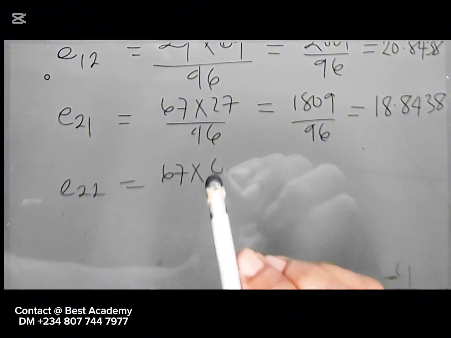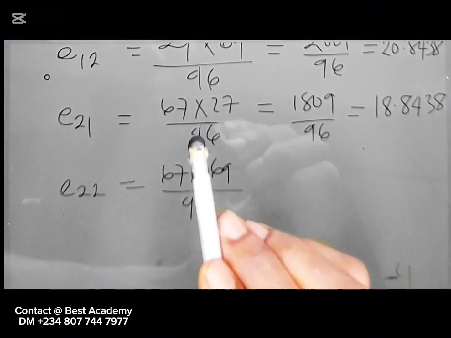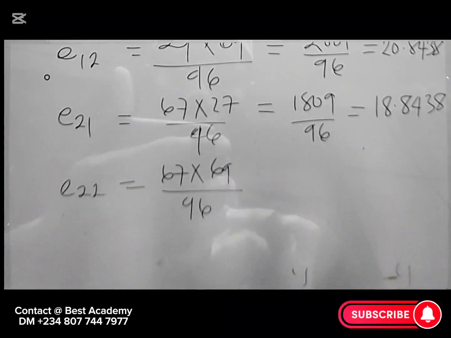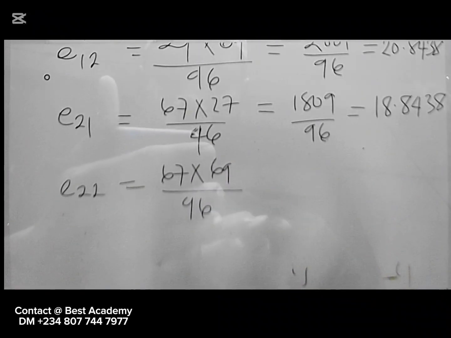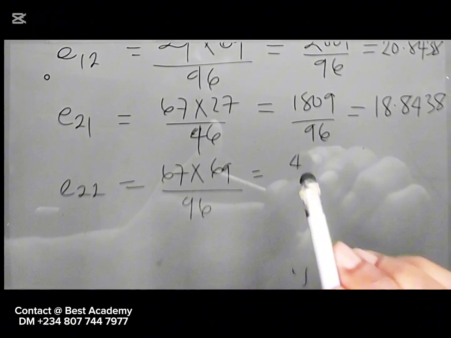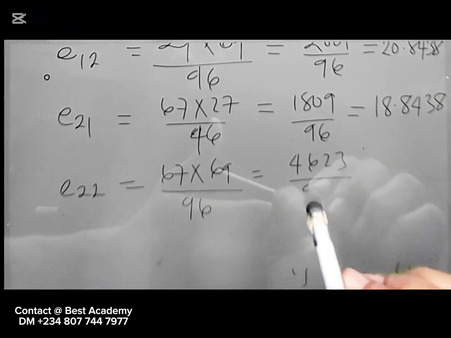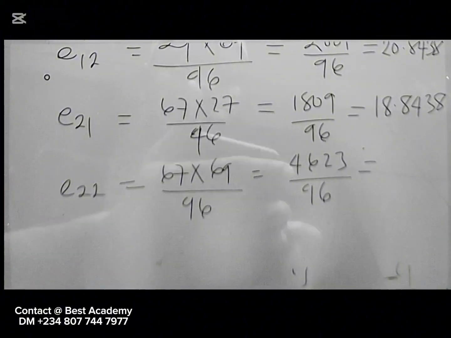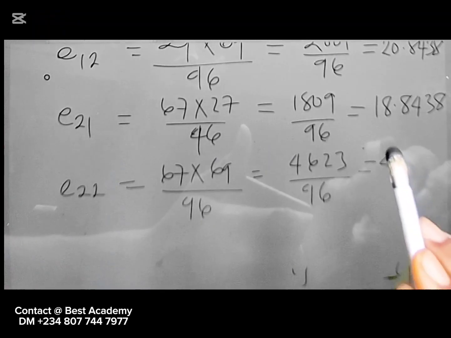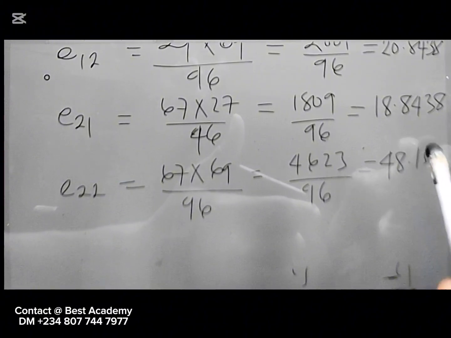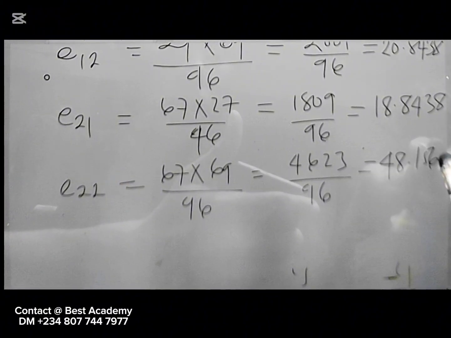67 times 69 divided by 96. Okay, so this is going to be 67 times 69. We have this to be 4623, divided by 96. So I have this to be 156.163 under 4 decimal places.